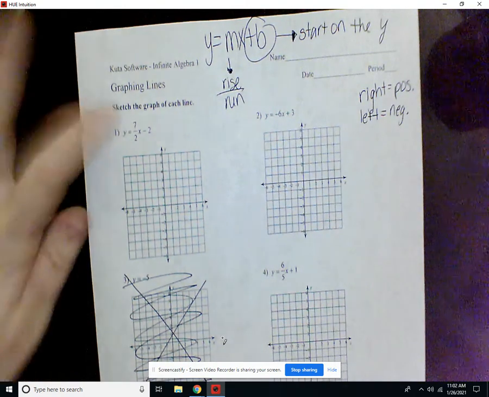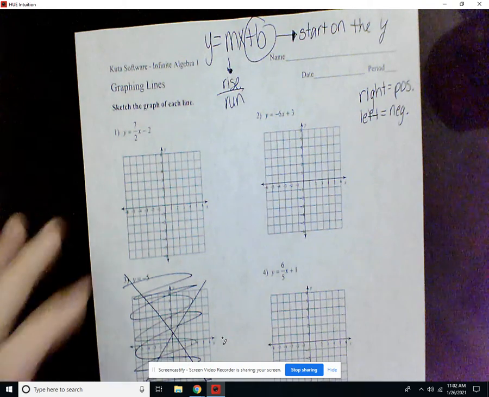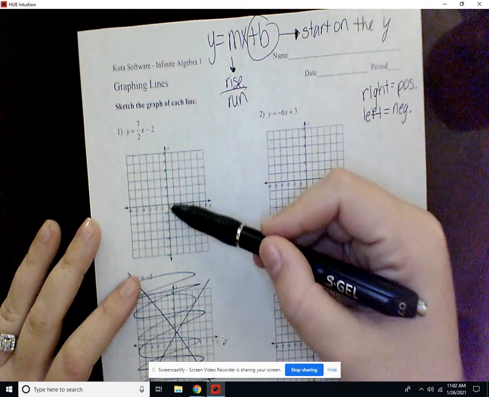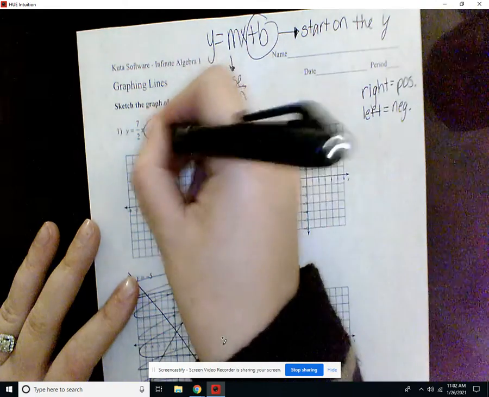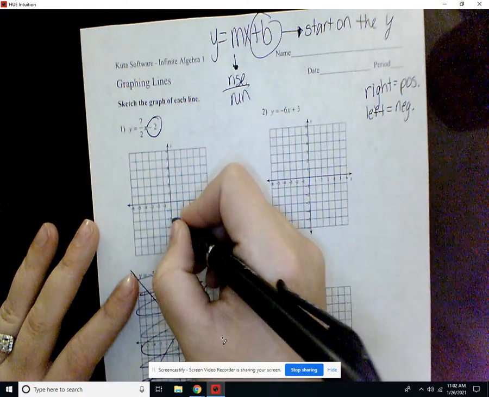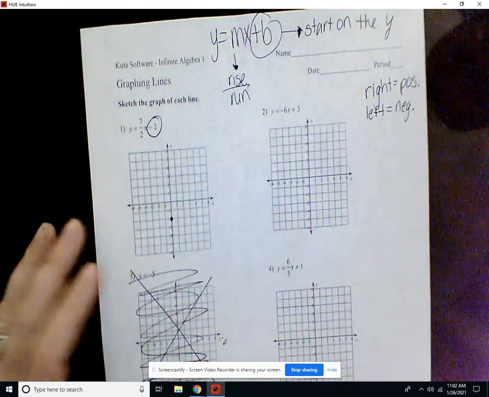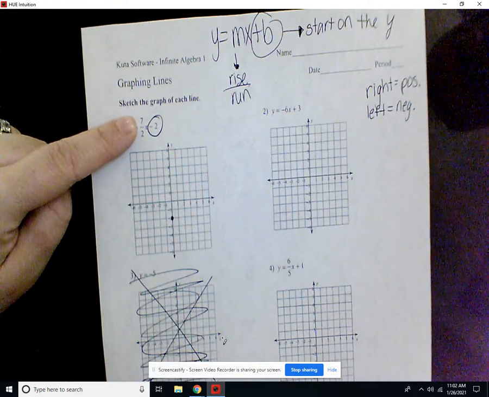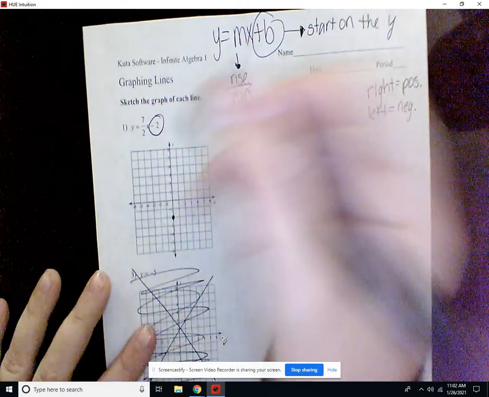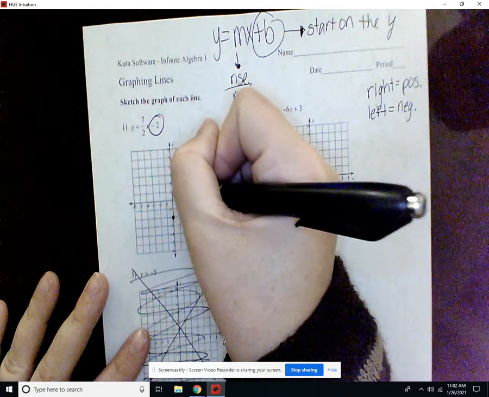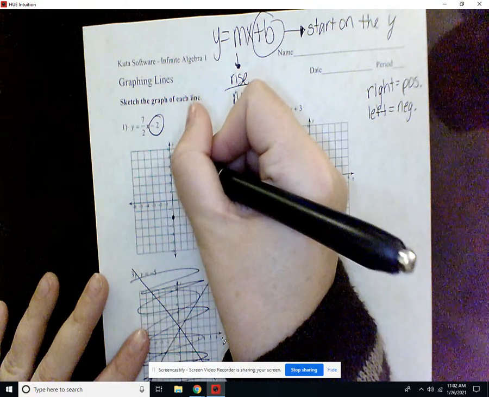All right, so we have y equals 7 over 2x minus 2. So we start at the center. We're going to start with the minus 2. So we're going to go down to negative 2 and put a dot. So 7 is our rise. So we're going to rise 7 spaces. 1, 2, 3, 4, 5, 6, 7.